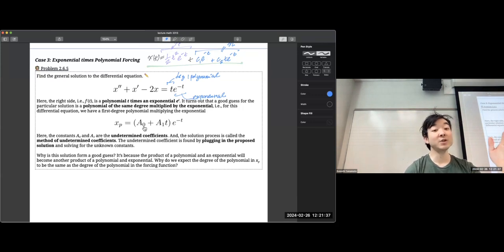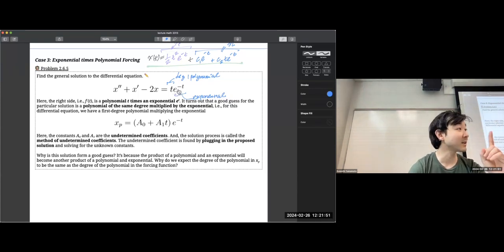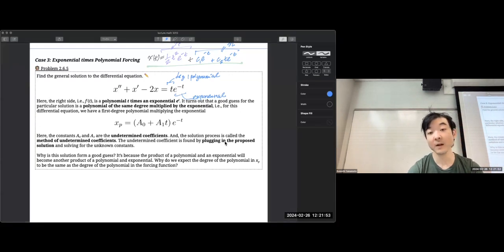Now we just need to make sure that when we plug this in, we find capital A naught and capital A1 such that all the terms that are just a constant times e to the negative t vanish, and we're only left with t e to the negative t equal to 1 on the left-hand side, and you can do this.